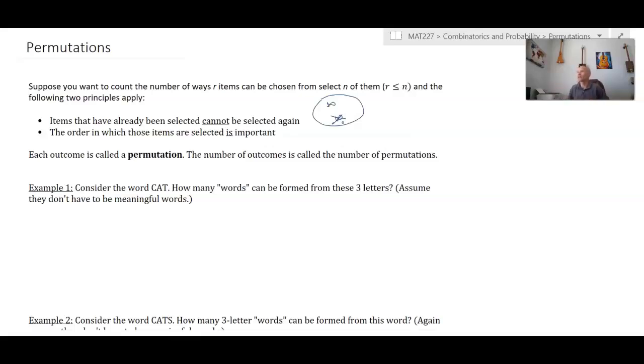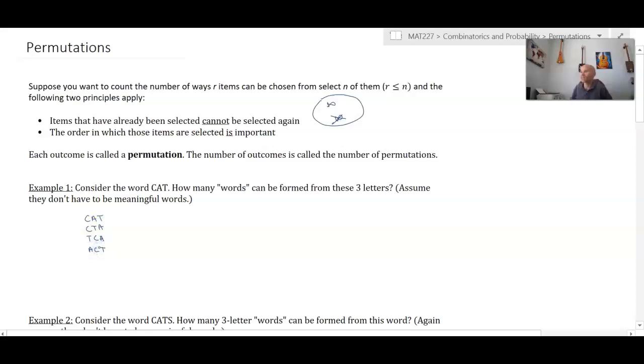So here's an example. Consider the word cat, C-A-T. How many words can be formed from these three letters? Assume that those words don't have to be meaningful, but how many ways, in other words, can I rearrange these letters? Well, of course I have C-A-T. I can do C-T-A, just rearranging those last two letters. I could have C in the middle position, and then T-A in the first and the last. I could have C in the middle position, A in the first, T in the last.